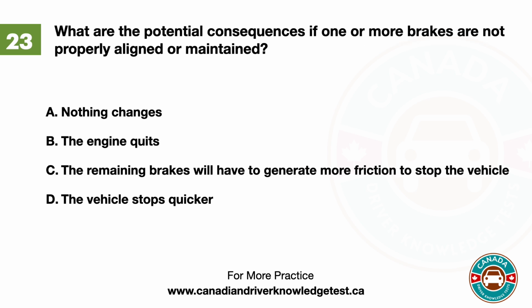Question 23. What are the potential consequences if one or more brakes are not properly aligned or maintained? A. Nothing changes. B. The engine quits. C. The remaining brakes will have to generate more friction to stop the vehicle. D. The vehicle stops quicker. The answer is C. The remaining brakes will have to generate more friction to stop the vehicle.